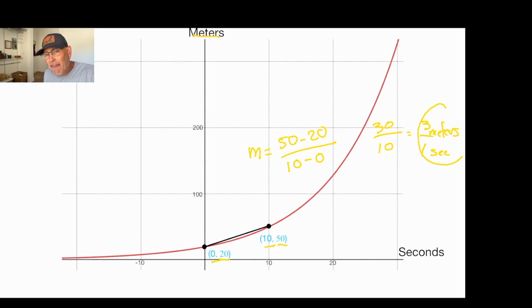It's the average rate of change, because initially, here we were, and our final position was there, and this is the overall rate of change. We call that our average rate of change. So the slope of a secant line represents the average rate of change. So we have 3 meters per second.